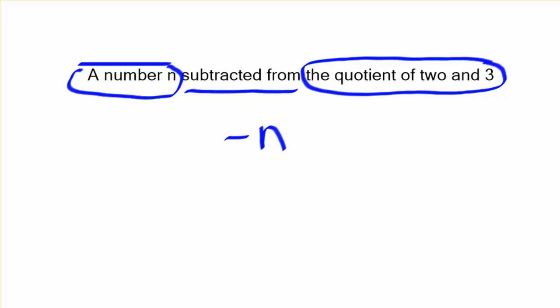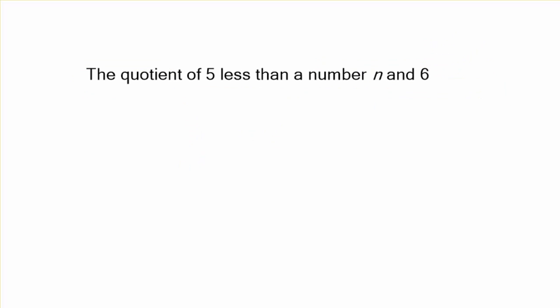Well, subtracted from means we're going to take away that n. Quotient means divide, 2 divided by 3. Now, very often you're going to see division written as a fraction from now on, so get used to that. You could have written 2 divided by 3 minus n, but the best way of writing it is as a fraction. 2 divided by 3 is 2 over 3.